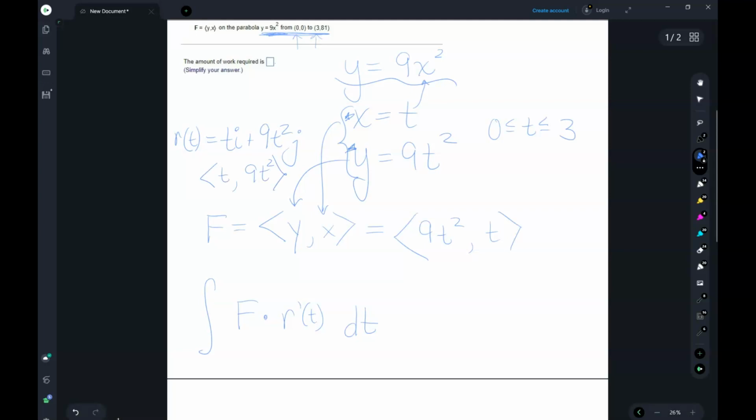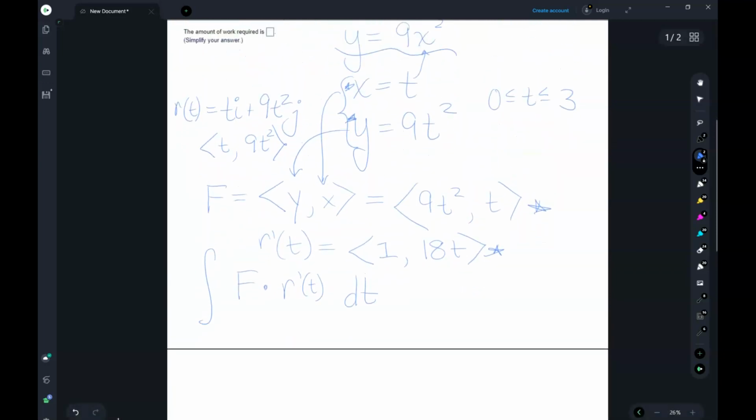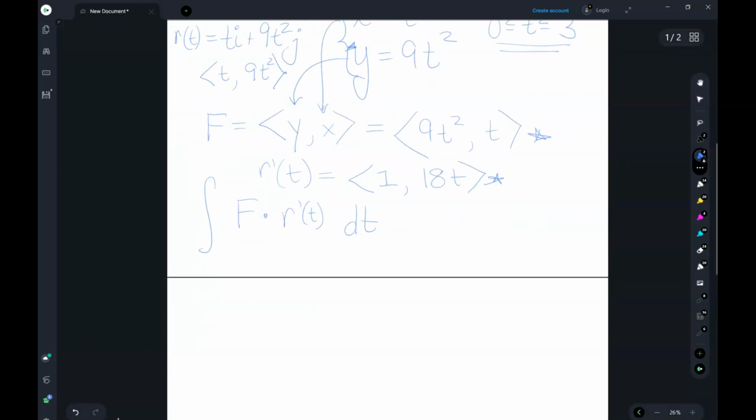We want to take the derivative for r prime, take the derivative for r, and we get 1 and 18t. And we want to do a dot product between this r prime and this F, and that's going to give us our integrand. And we're going to integrate from 0 to 3.